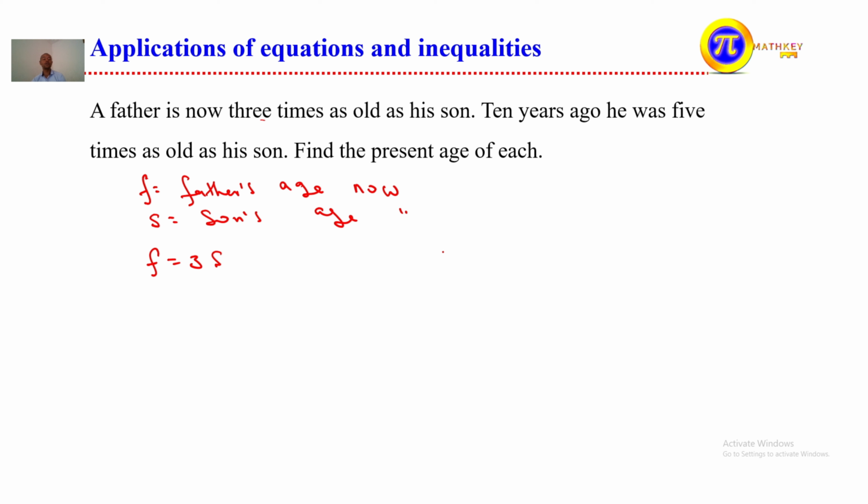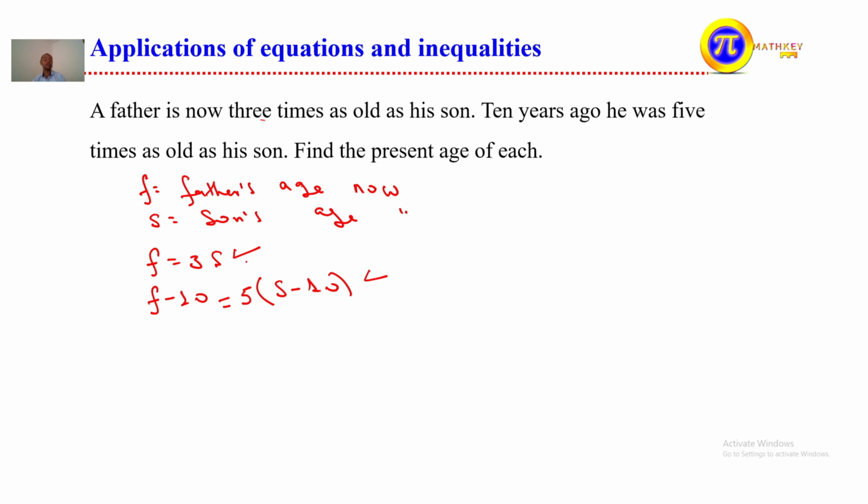10 years ago, he was 5 times as old as his son was. If f and s indicate the ages of the father and his son now, 10 years ago means before 10 years. Therefore, we subtract 10 from the father, as well as 10 from his son. But at that time, 10 years ago, he was 5 times as old, so the relationship between them is equal to 5 times this one. Here we have one equation, and here we have the other equation.